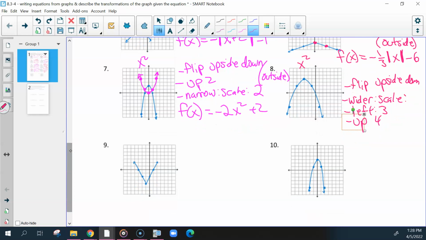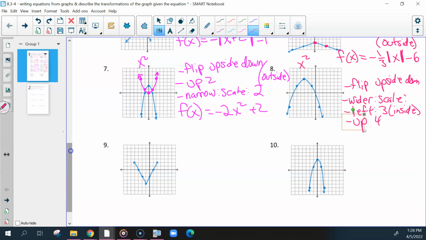Okay. So everything except left would be outside. Your left would be inside. I'm just gonna write that one. Everything else is outside. We do need to figure out the scale for this one. And again, you can look at the difference between the vertex and the first point. Here, that difference is we're going down 2.